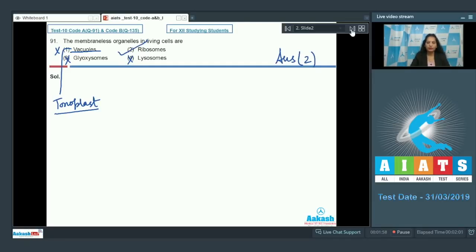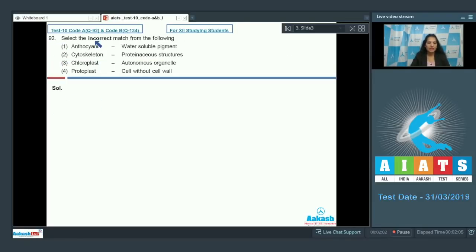Let's move to the next question. Question number 92. Select the incorrect match from the following. First option anthocyanin, water-soluble pigment. Second, cytoskeleton, proteinaceous structures. Third, chloroplast, autonomous organelle. Fourth, protoplast, cell without cell wall. So you have to find out the incorrect match out of the following options.